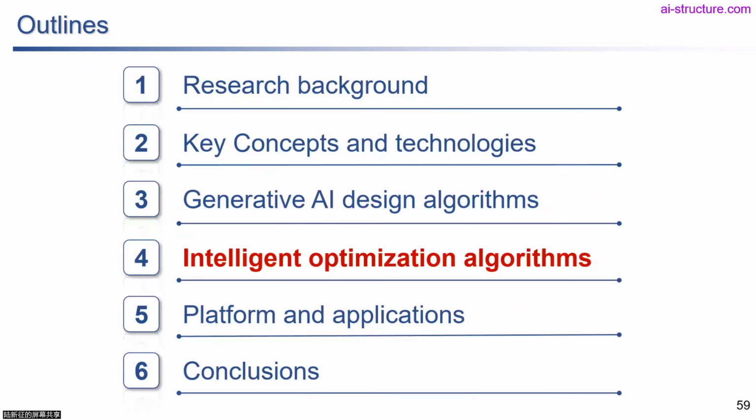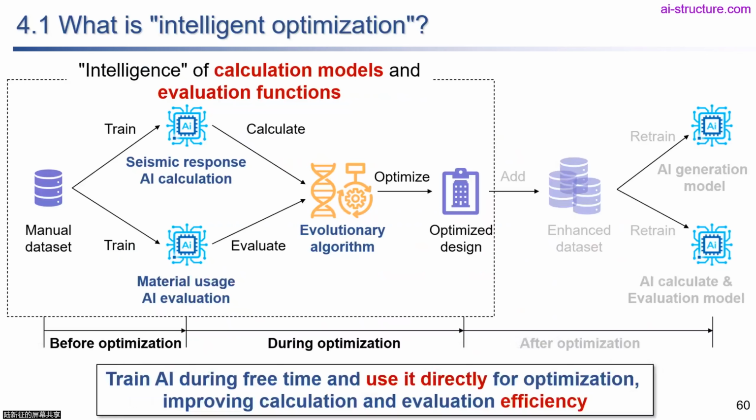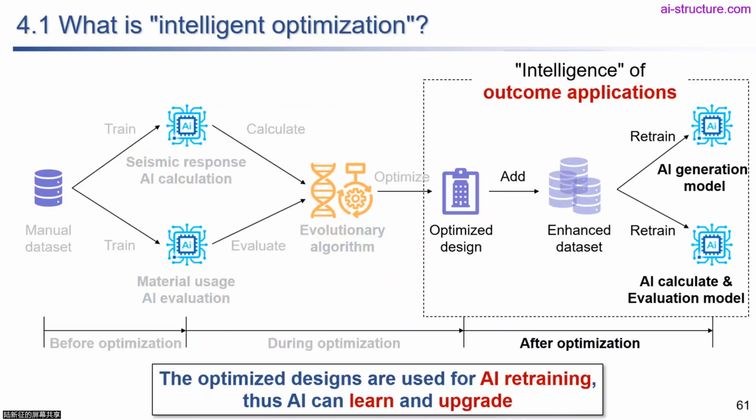Then we can also use it for the optimization algorithm. As I mentioned, we can use AI as a surrogate model to improve the evaluation speed. And another interesting point is that when we finish all the optimization, we don't just move to the next case. We put the optimized structure back into our training data set. So our training data set will become bigger and bigger, and the AI will be more and more powerful.